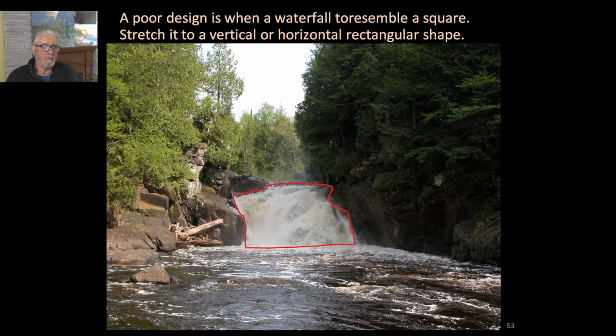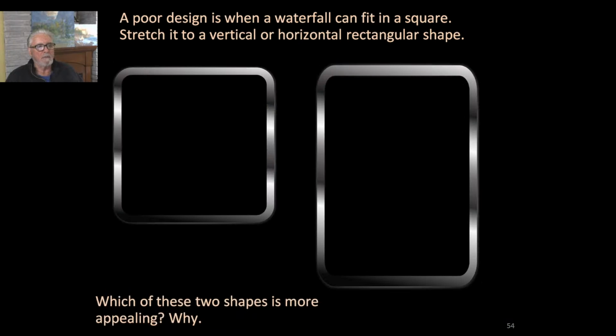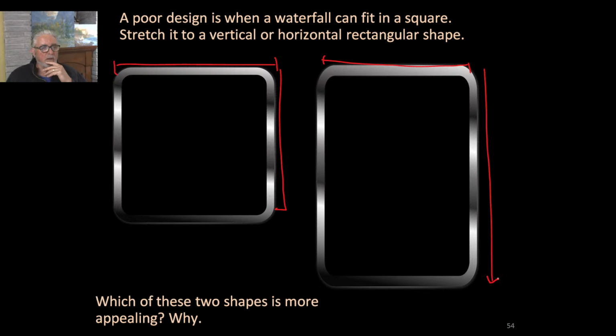Okay, so it's very simple, right? You have a question here. Which of these two shapes is more appealing, the square or the rectangle? I think the answer is pretty obvious, right? The square is the less appealing because it has the same distance from side to side, whereas here this has one shorter and longer line to it. So the same thing applies to trees. If a tree can fit inside of a square box, it's a no-no. If the tree can fit inside of an oval box or a rectangle, you're good to go.